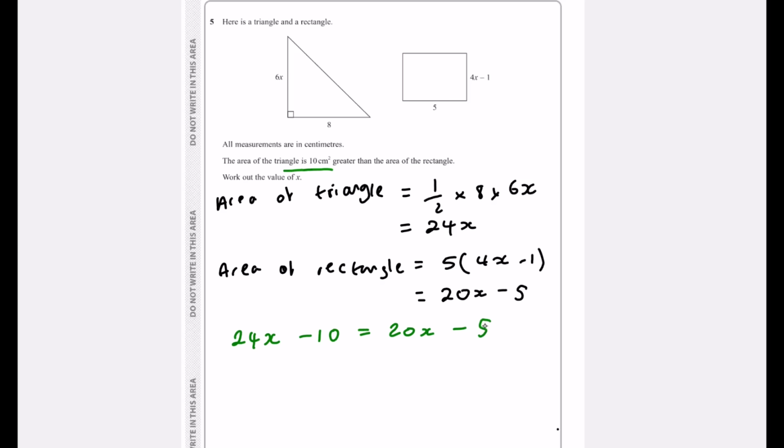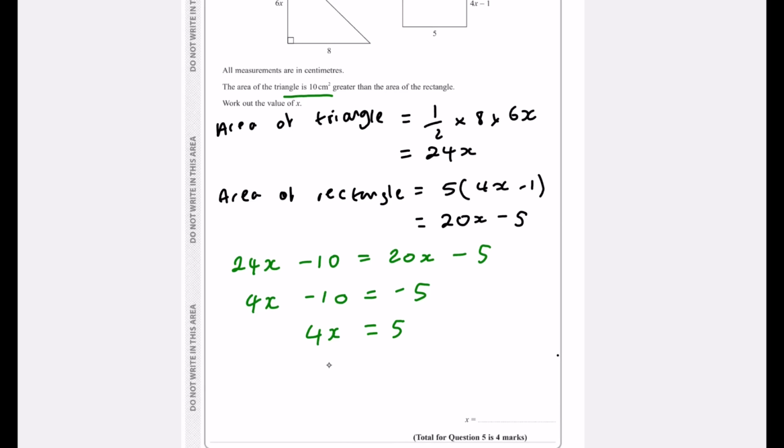So let's get rid of the smallest x first, which is 20x. So take 20x away from both sides, which will leave us with 4x minus 10 equals negative 5. Let's get 4x by itself, so plus 10 to both sides. Negative 5 plus 10 is 5. And then divide both sides by 4. So x is 5 over 4, or as a decimal, 1.25.